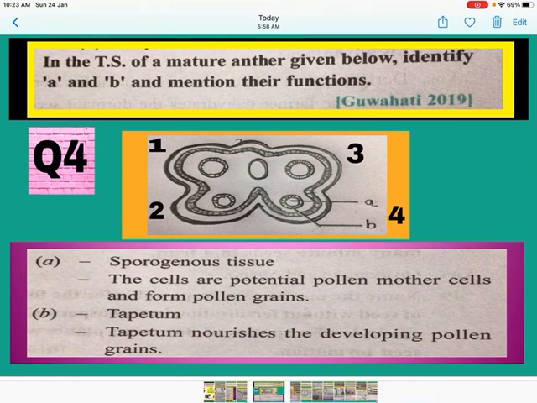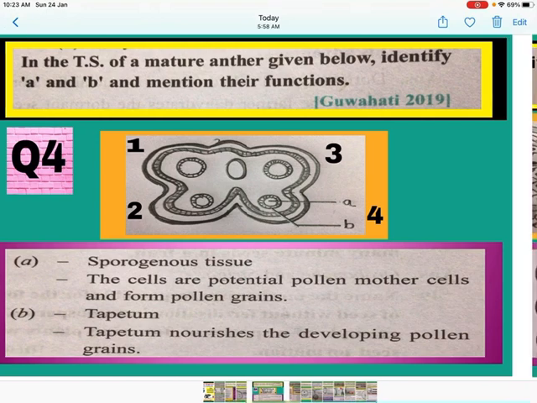See what A is: it is sporogenous tissue. The cells are potential pollen mother cells and they form the pollen grains. B is tapetum. Tapetum nourishes the developing pollen grains.